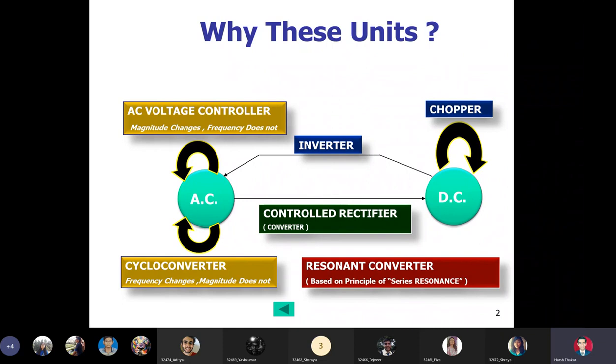So we have experiments only on converter, inverter, AC voltage controller and chopper, which is actually 4, but actually there are 5. Why? Because we have two types of converters. First is a semi converter and second is a full converter.